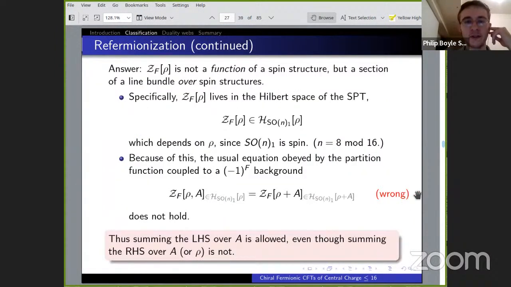Well, the answer is that the partition function of a fermionic theory with gravitational anomaly N equals 8 mod 16 is not a function of spin structures. Rather, it's a section of a line bundle over spin structures. So this is how mathematicians like to phrase anomalies. But really, the same statement can be cast in a much more physical sense.